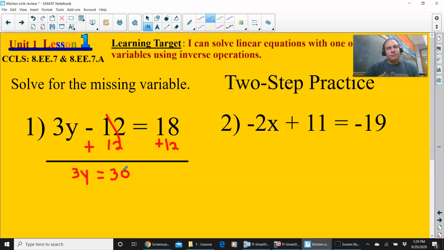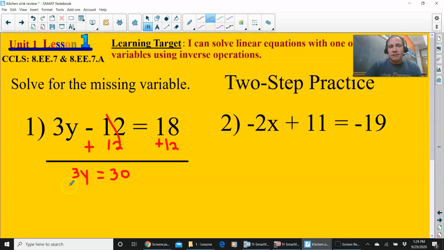What happens when you add 12 on both sides? It becomes a one-step equation, and that one-step equation right now is attached by multiplication, the operation of multiplication. And the opposite of multiplication is division.